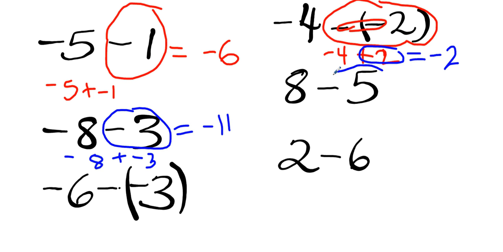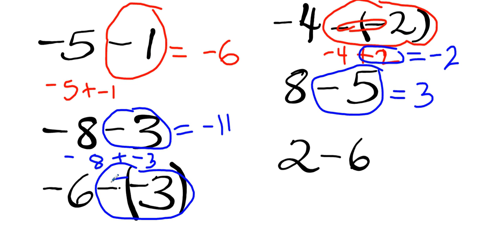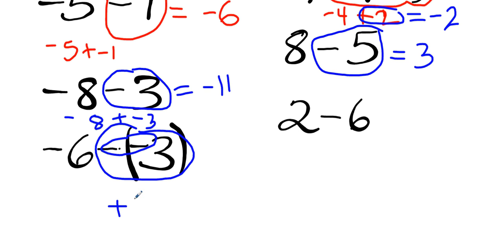Circle the operation and the second term. Our signs are different, so we're going to subtract. And since 8 has the highest absolute value, our answer is just positive 3. Operation and the second term, again the double negative, change it to a positive. Now we can do so. The signs are different, so we're going to subtract. And since 6 has the highest absolute value, the answer is going to be negative 3.